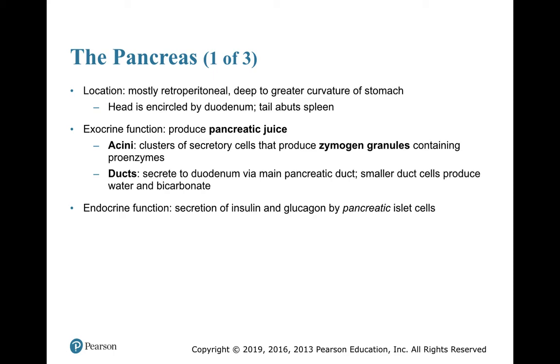Acini are clusters of secretory cells that produce zymogen granules. They have proenzymes in them that, when they get to where they need to be, will be activated by the environment to the full enzyme, the working enzyme. They have ducts that secrete to the duodenum through the main pancreatic duct, and smaller ducts to produce water and bicarbonate. For endocrine functions, it also secretes insulin and glucagon, and we've talked about those numerous times throughout the year. Those are done by the pancreatic islet cells, the alpha cells and beta cells.